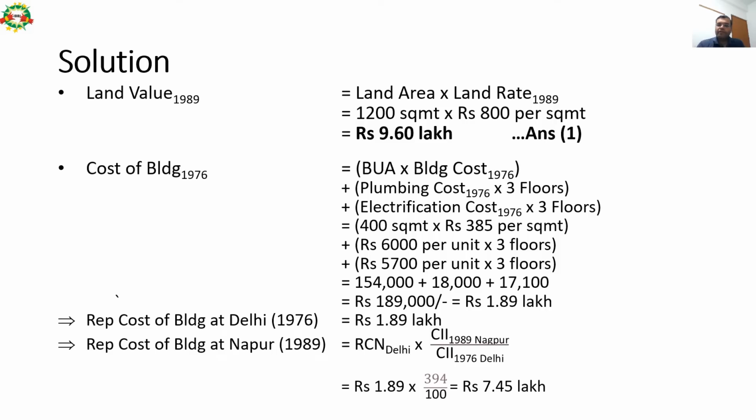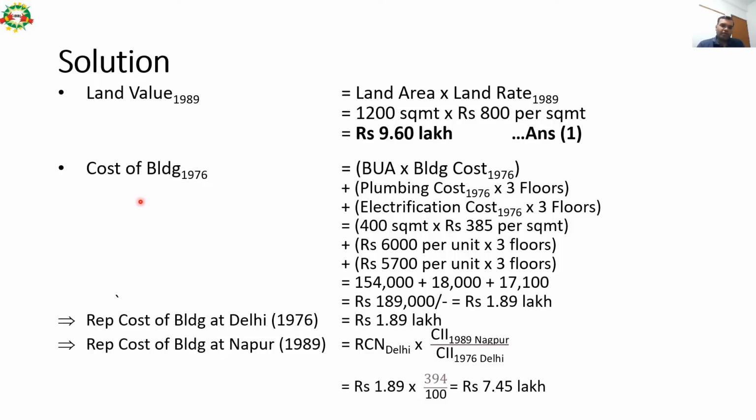So now land value in year 1989 is nothing but equal to land area and land rate in 1989. This will give the answer to the first question, number 1, and both these data have been given in the question. So straightforward we can calculate land value in 1989, which is equal to 1200 square meter, the land area, multiplied by 800 rupees per square meter, the land rate which is given in the question. So total land value in 1989 is 9.60 lakhs. So this is the answer to question number 1.